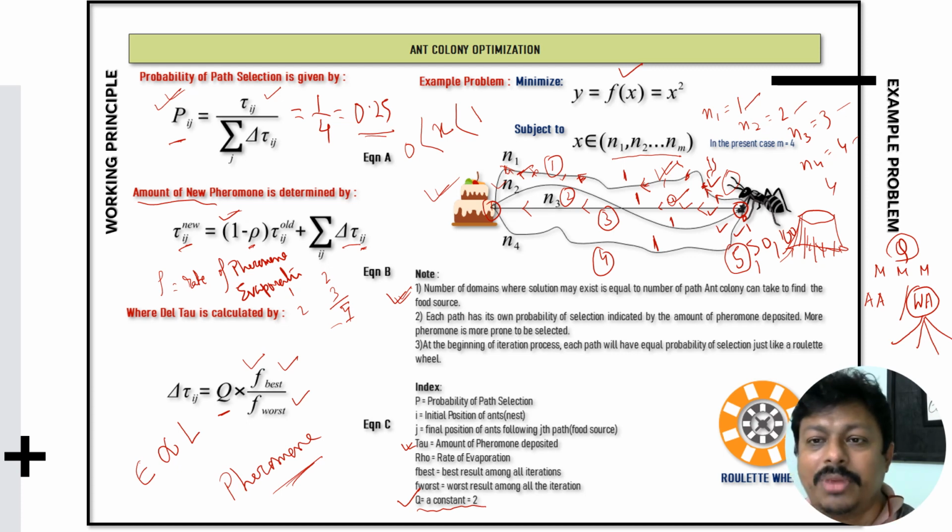And discrete means when the domain is discrete, like this. Now, as I have told, the number of paths will be determined by the number of discrete domain values available to that problem. So this will be given to you as a constraint definition, subject to x belongs to only n1 to nm. So here n1 is 1, n2 is 2, n3 is 3, n4 is 4, that is clear. And so there are 4 different paths. Now, as I said at the beginning, each of the paths will have the same amount of pheromone.